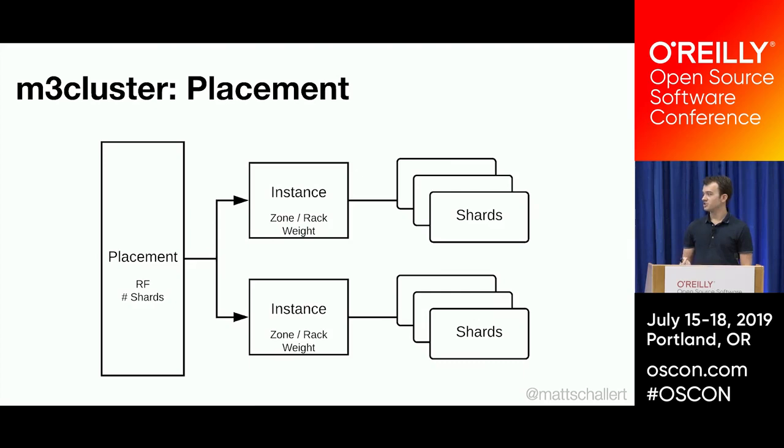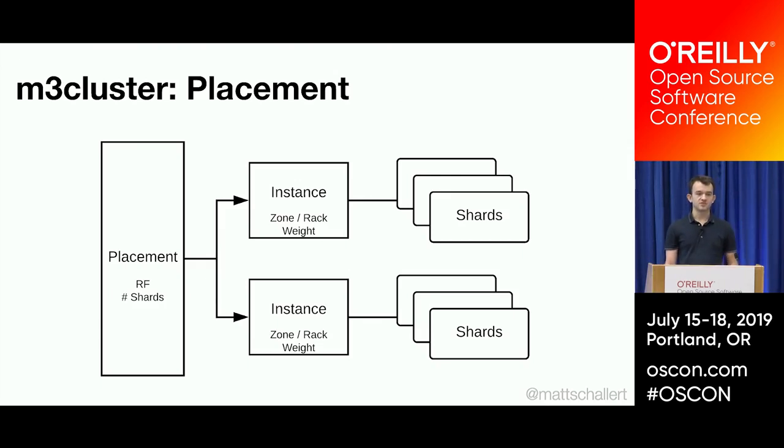The cluster topologies in M3 cluster are called a placement. A placement has some metadata associated with it, such as the replication factor and the number of shards. But more importantly, a placement contains a set of instances. Instances themselves have some metadata, such as their weight. So maybe for a disk capacity bound workload, you can weight on disk size, or for a CPU bound workload, you can weight on number of cores. But instances own shards, which represent some subset of the workload.